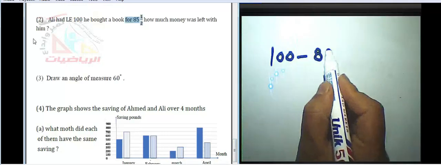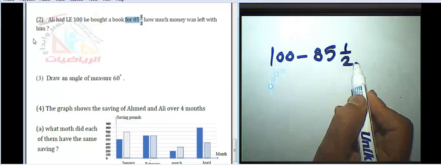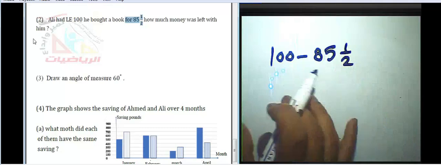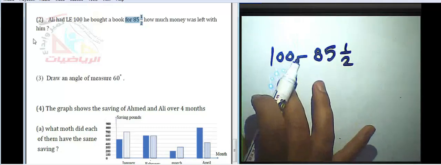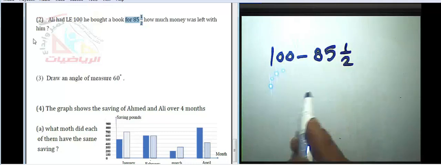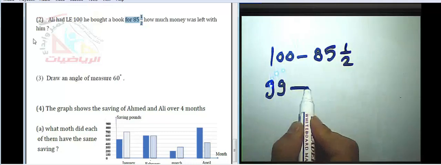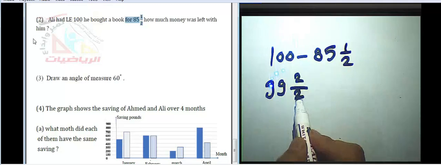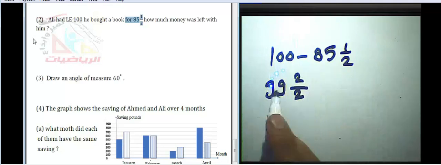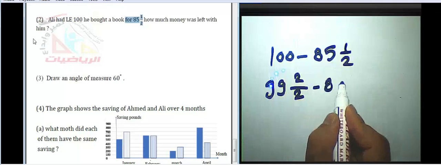Convert 100 from a whole number to a mixed number. 100 equal 99 and 2 over 2. Subtract by 85.5. Okay, 99 and 2 over 2, because the numerator here equal 2, then you must write 2 over 2. Subtract by 85.5, and then you can find the result.